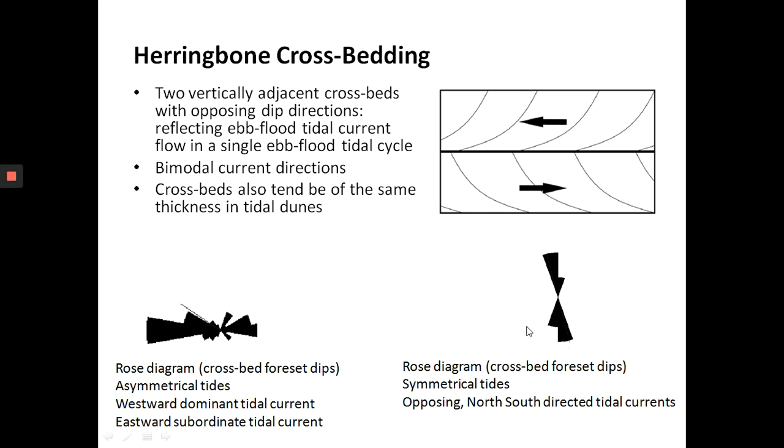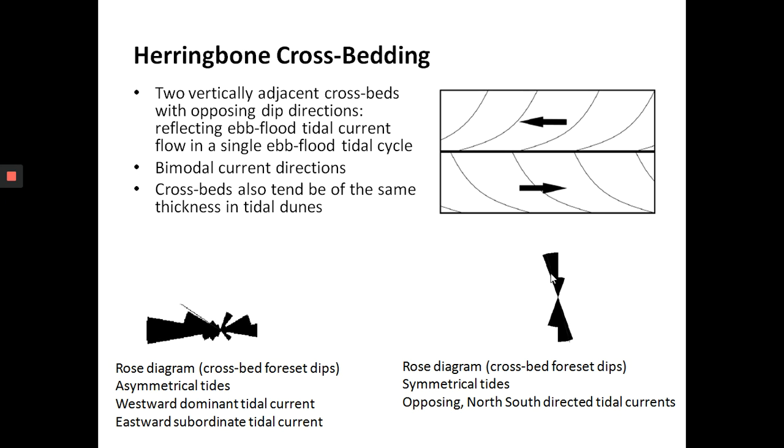Or another example here is the same. In this case, you have symmetrical tides. You don't have one dominant current. Both are roughly the same magnitude, opposing north-south directed tidal currents. So this is evidence from bimodal paleocurrent directions.